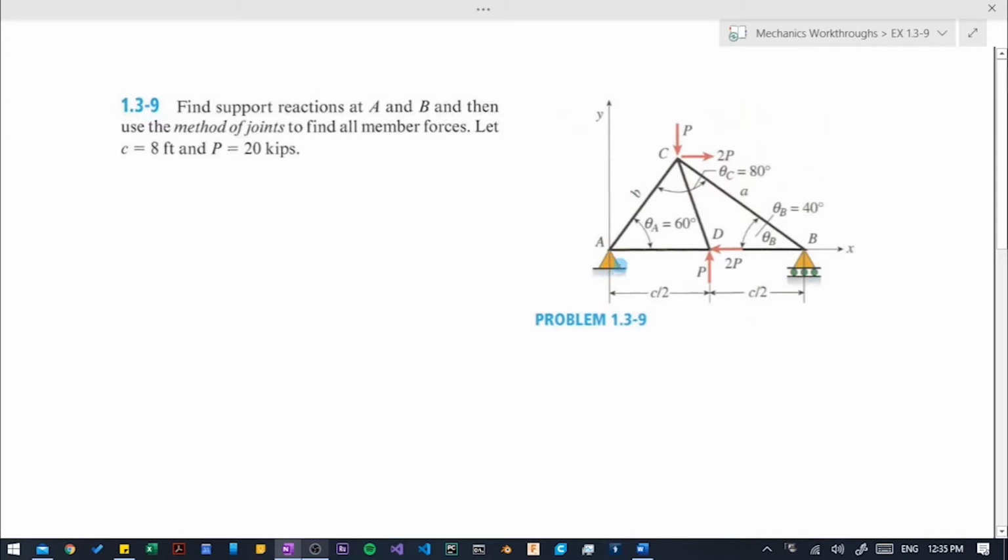So now let's write our givens and finds. Other than this diagram, we're only given C and P, and then we want to find our reactions and the member forces.